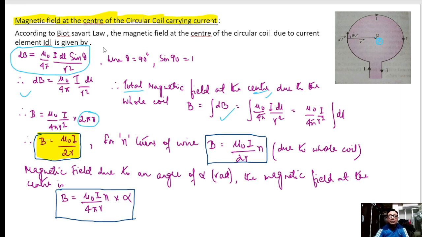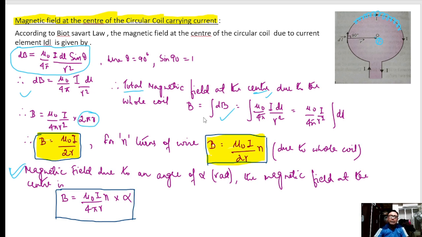Now if there are n turns, like this, if you make n turns here, the magnetic field will be, just multiply this with n. So this is the magnetic field due to a circular wire carrying current having n turns. Please watch one thing: this is due to the whole wire at the center.